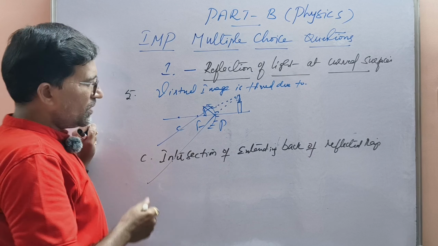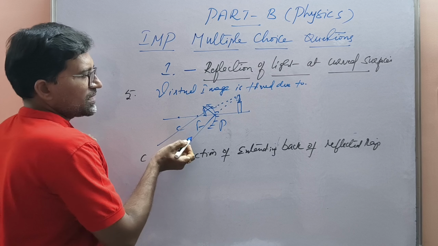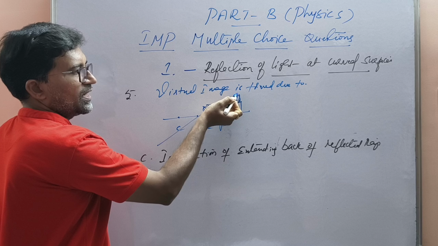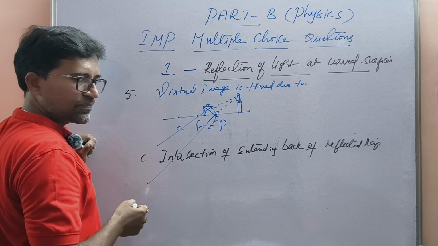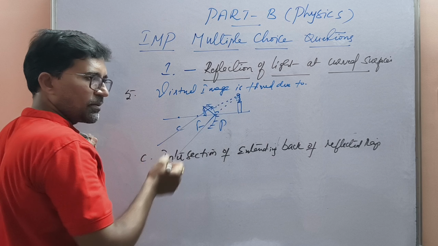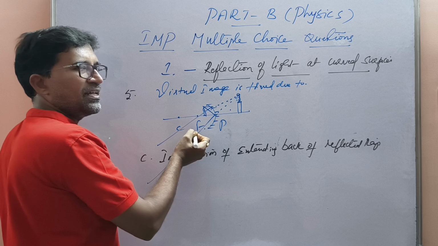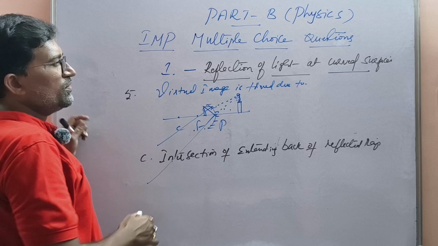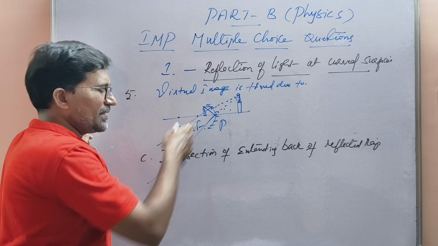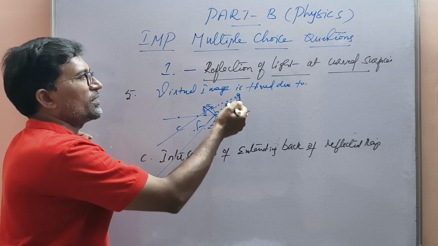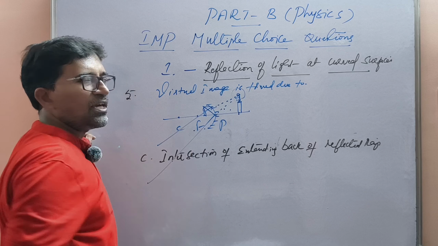And the image is virtual, erect and magnified. So how is the image formed? These reflected light rays reflect back, and I extend them backwards. They appear to be coming from one particular point, which means they intersect there. So in a concave mirror, a virtual image is formed when the object is placed between P and F, and if I extend the two reflected light rays backward, they intersect at one particular point behind the mirror. At that point, the image is formed.